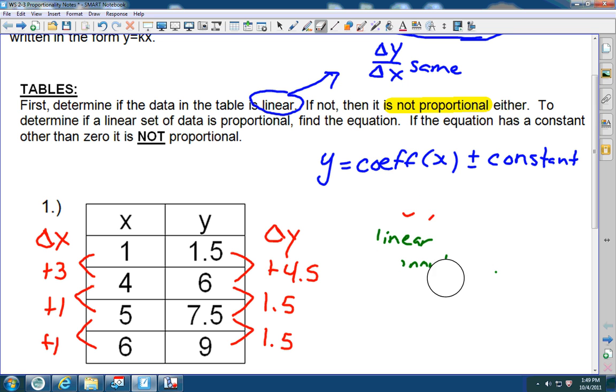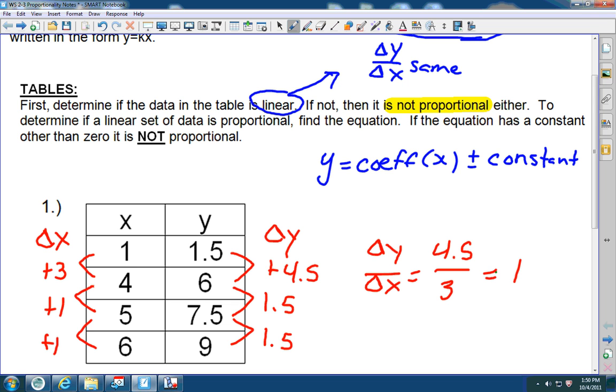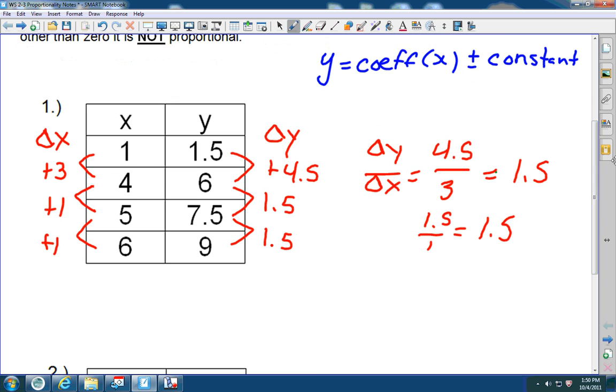Now, we don't know anything yet. We don't know if it's linear or proportional or anything. You have to find delta y over delta x. So if I take 4.5 over delta x, which is 3, and divide it, I get 1.5. The next one, I have 1.5 over 1. That is 1.5. Since they are the same, this is linear.